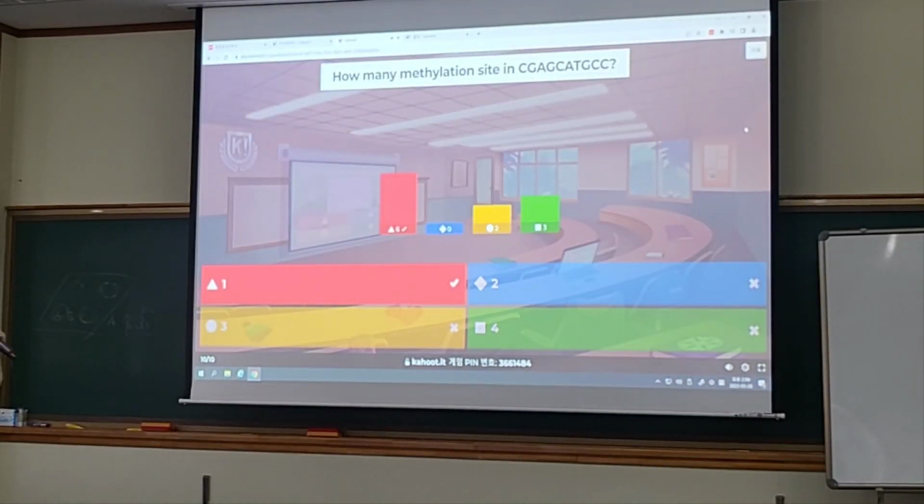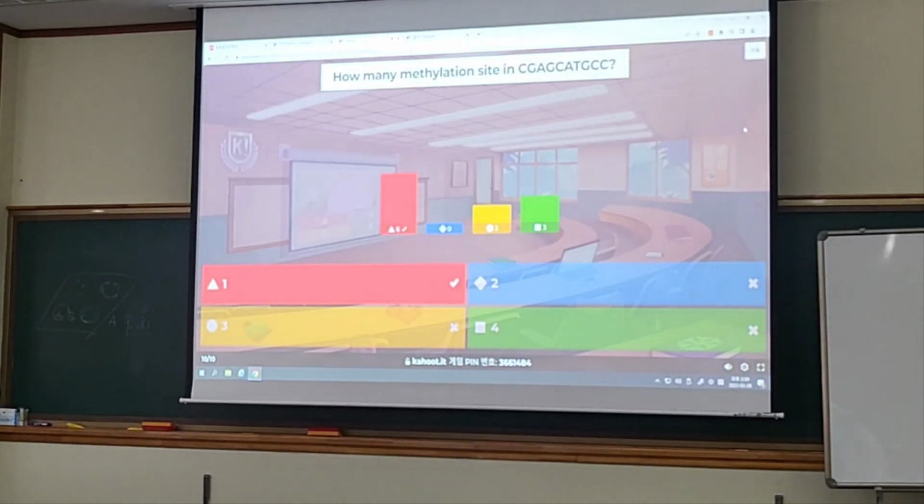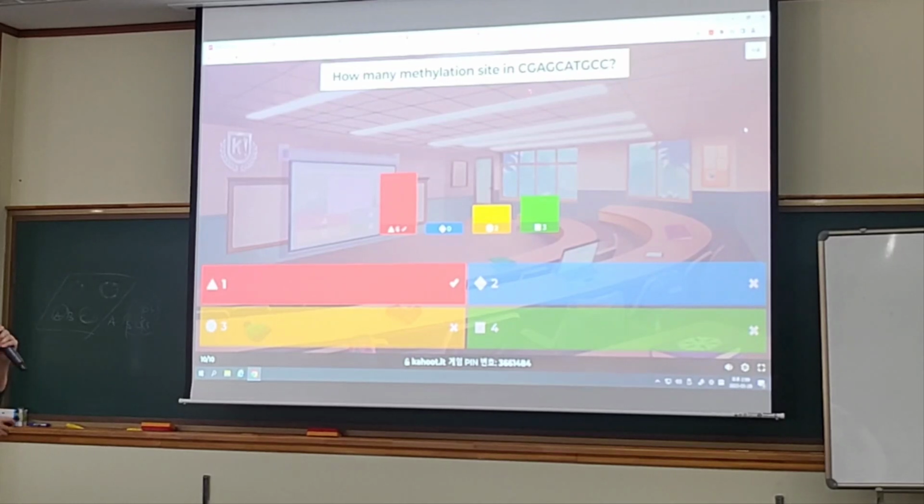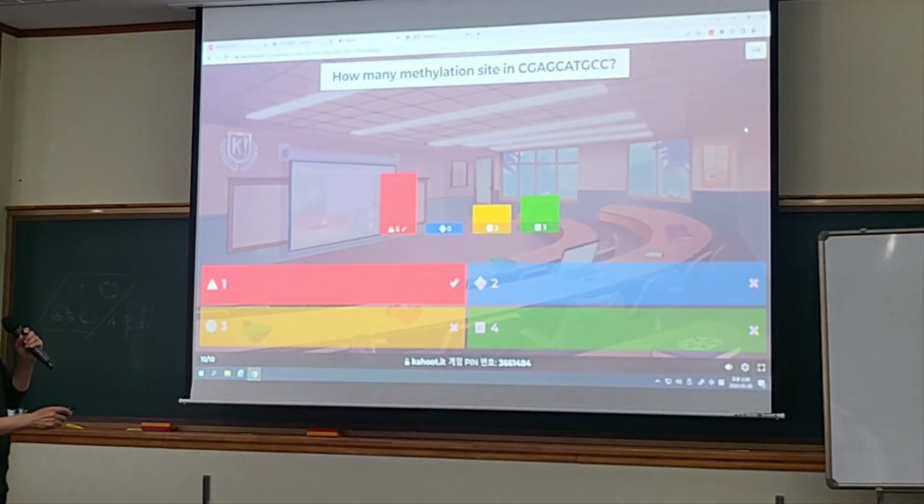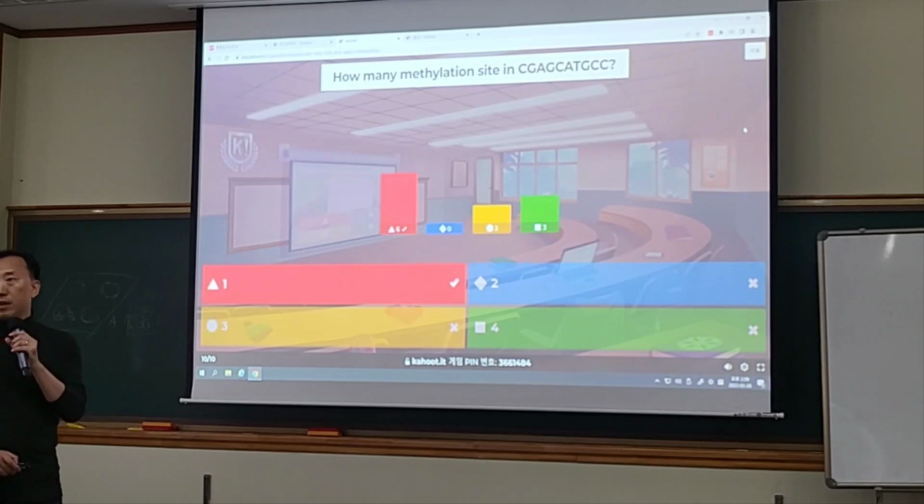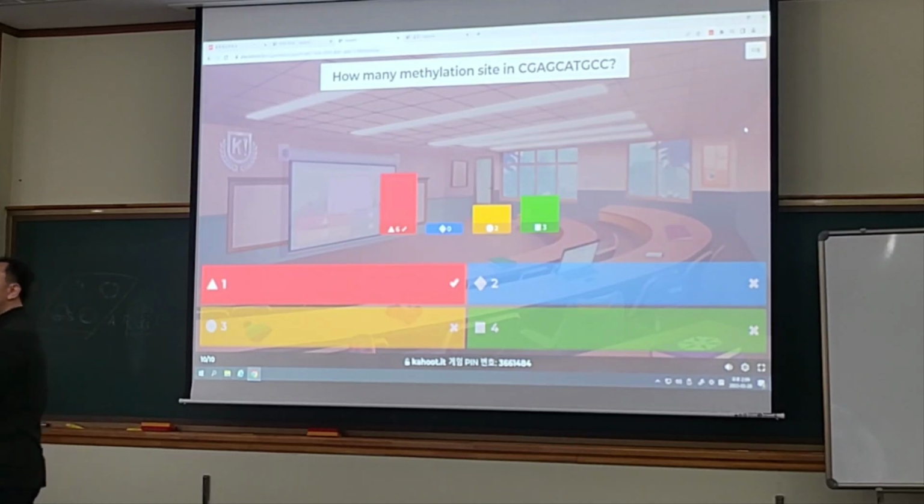Okay, it's only the CG sequence. So to make it easy to pronounce, we call it CpG, with the phosphate in between. CG, one here, GC doesn't work, CC doesn't work. Only the CG position is methylated, so only one position here.